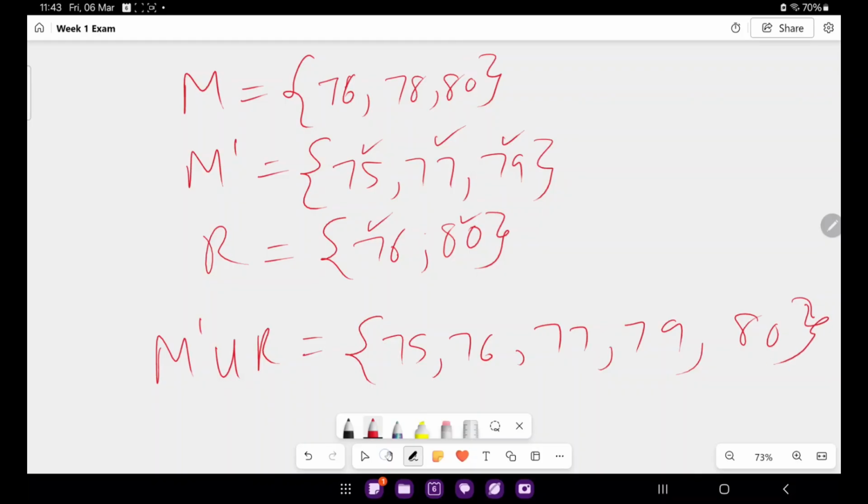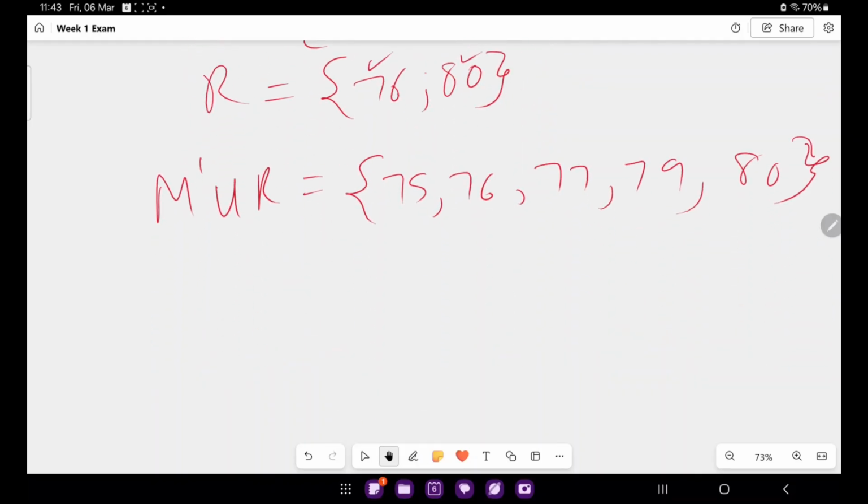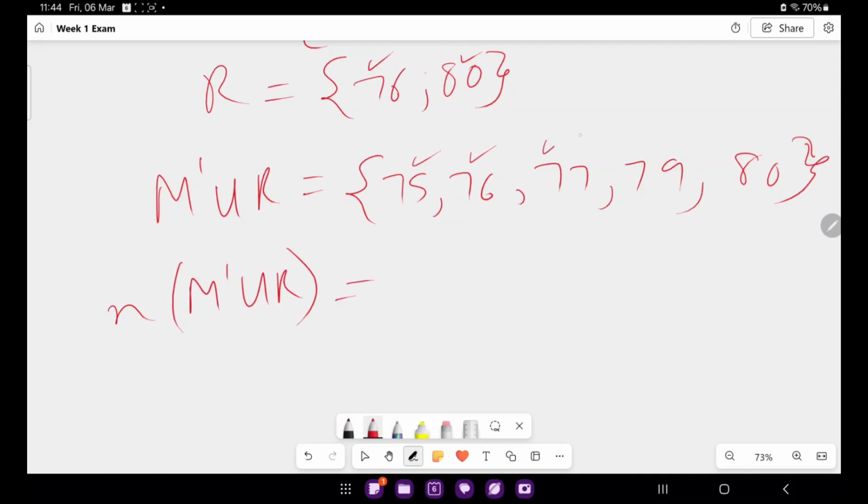And then now, last but not least, we have to count. So the number of elements in this is 1, 2, 3, 4, 5. So our answer is 5.